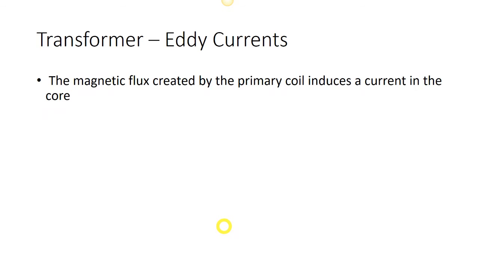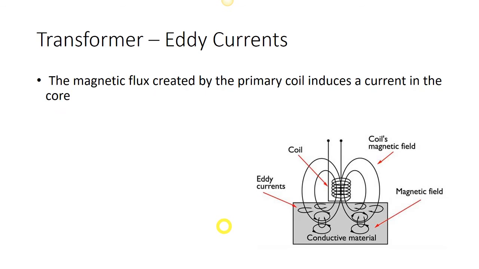So the magnetic flux created by the primary coil induces a current in the core. Okay, so here is our soft iron core, this gray box here. This is my primary coil, and these are my magnetic field lines, the flux that is penetrating that soft iron core. As soon as it does, it makes these little swirls like we see on a river, or even the swirls that happen behind a semi-truck going down the highway.